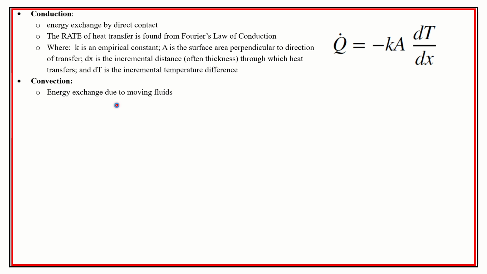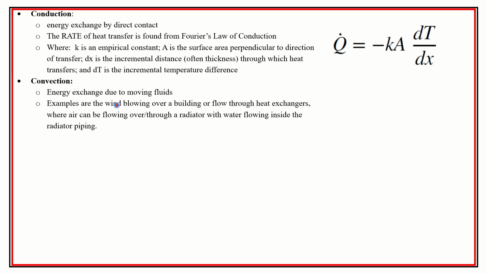Convection is much more complicated because there are lots of factors going on. Say you're standing outside and the wind is blowing. The higher the wind, the more heat is transferred, so the velocity plays a part. There's also something called a boundary layer, and its thickness is related to the fluid mechanics of what's taking place. For example, when air is flowing over a radiator, and water is also flowing on the inside.